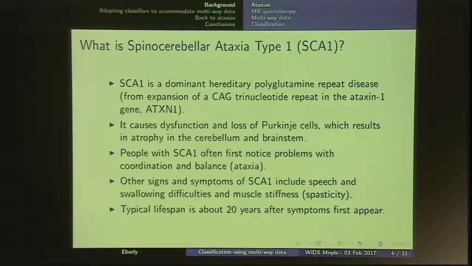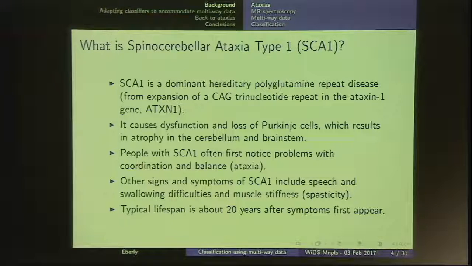Okay, so what is spinocerebellar ataxia type 1? There are something like 15 different types of ataxias. They are all dominant hereditary polyglutamine repeat diseases. They cause dysfunction and loss of Purkinje cells, causes brain atrophy. Symptoms are loss of coordination and balance. That's often the first symptom that people come up with and what leads to their diagnosis. As the disease progresses, it involves speech and swallowing difficulties and muscle stiffness.